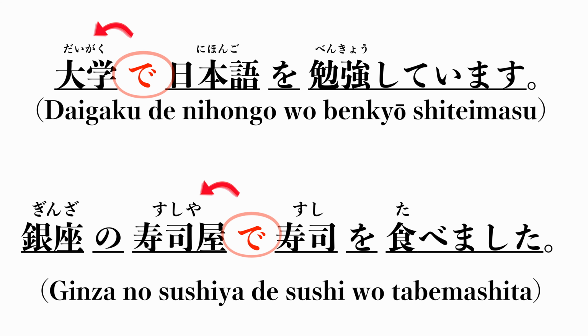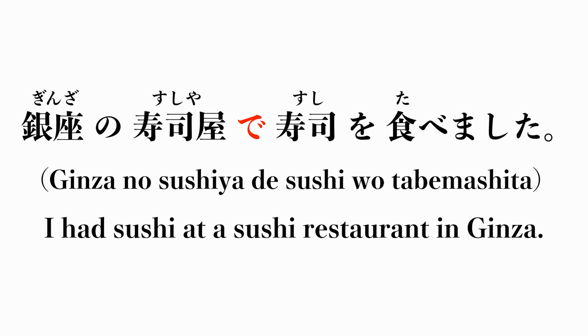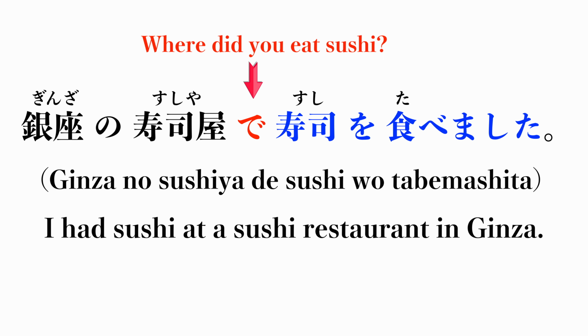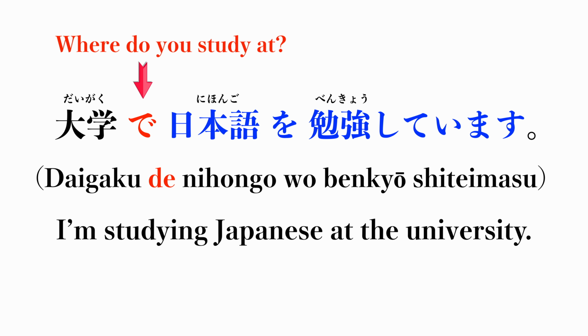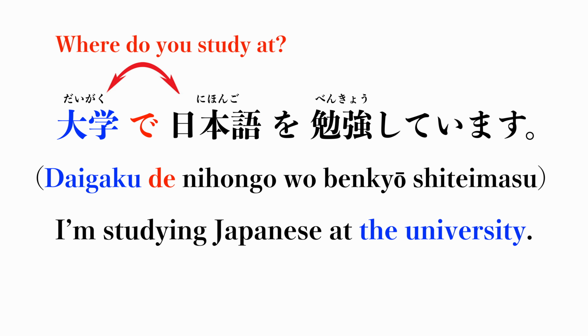In the first sentence, it indicates where the action of eating took place, specifying that the sushi was eaten at Ginza no Sushiya, a sushi restaurant in Ginza. In the second sentence, it shows where the action of studying is happening, specifying that the study of Japanese is taking place at 大学, University.